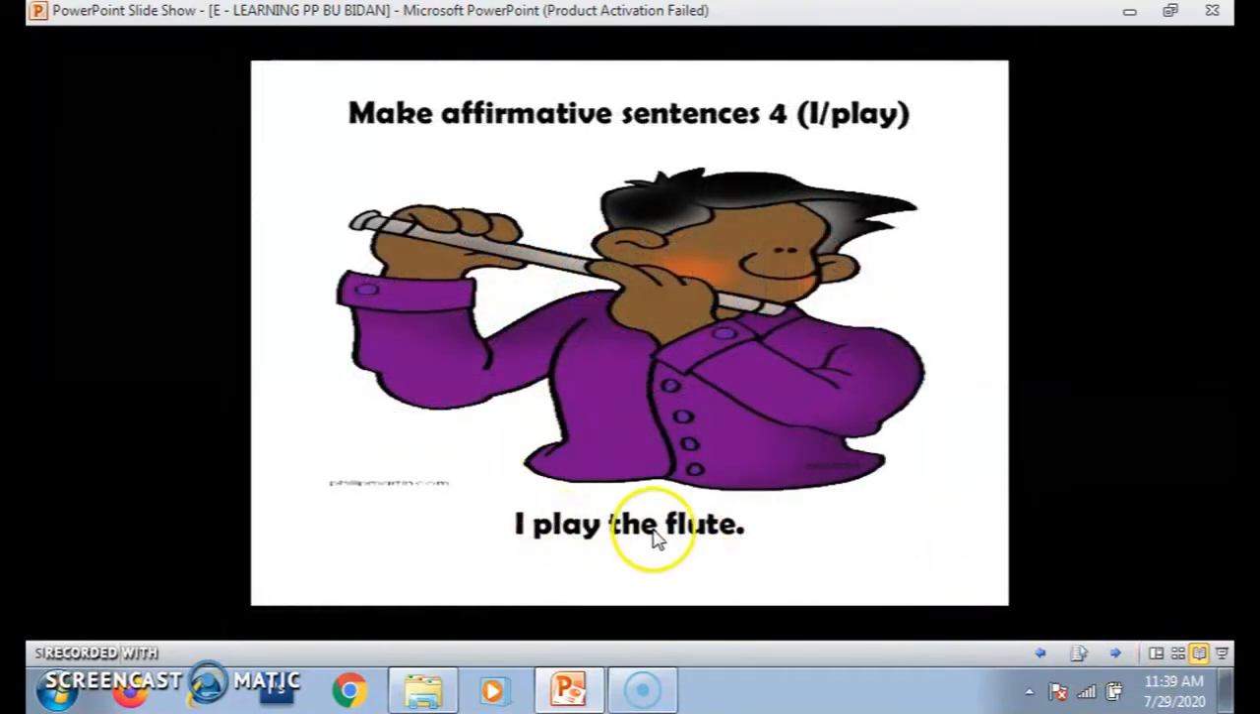Okay, how about these pictures? I play the flute. I is the first person singular. So, you must not add S or ES after verb 1. You can say, I play the flute, not I plays the flute.